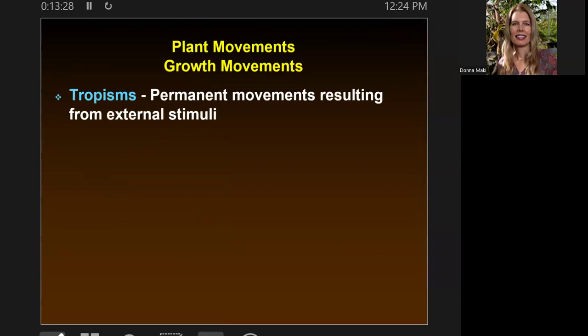Tropism, gravitropism, phototropism: when you see that word, it says permanent. I would put that in parentheses. It's movement resulting from external stimuli. I guess permanent, I see what they mean by that. But anyways, it's movement resulting from external stimuli.